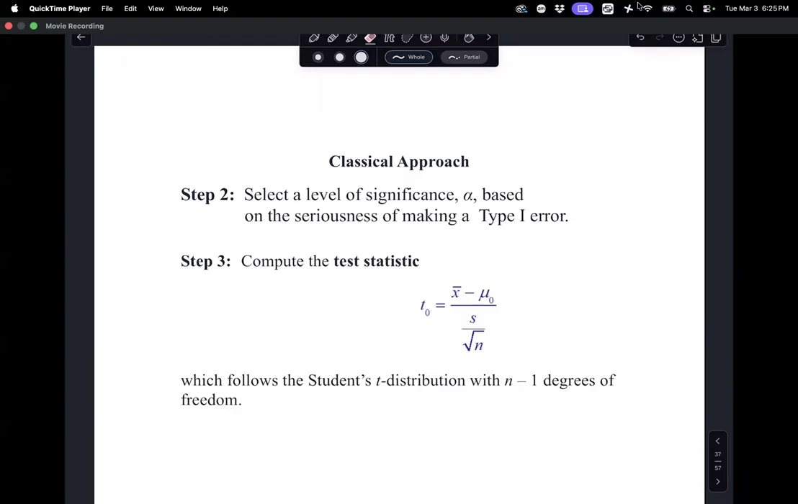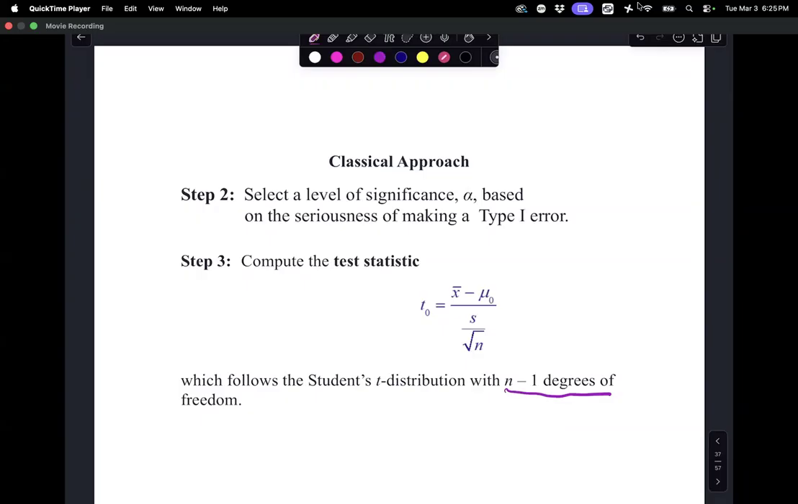They'll give you a level of significance. Compute your test statistic. Your critical value is going to be this. Our critical value uses the n-1 degrees of freedom. Our test statistic does not. Our test statistic uses the actual sample size. Critical value uses n minus 1 degrees of freedom.